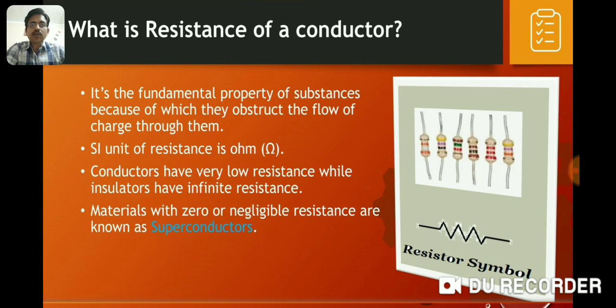Let's study the resistance of a conductor in detail. Resistance is the fundamental property of substances because of which they obstruct or oppose the flow of charge through them. The SI unit of resistance is ohm, which is shown by a heart-shaped symbol. Conductors have very low resistance while insulators have infinite resistance. Materials with zero or negligible resistance are known as superconductors. How resistors look, you can see on your screen. These are resistors which are connected in many electrical appliances used at our home.